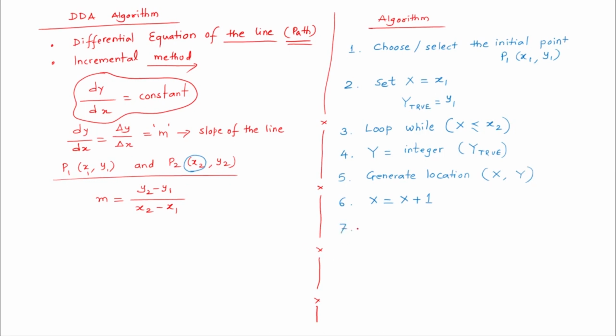After that, we are modifying the Y true value as well. The new value of Y true would be the present value of Y true plus the slope of the line m. So we are adding the slope of the line to the Y true value, and the last step is the completion of the loop, the end of the loop.